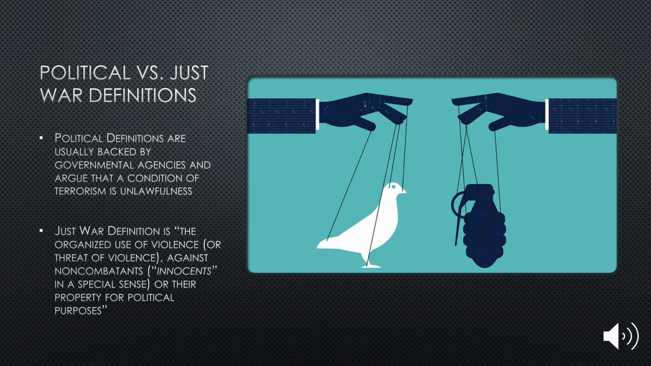So Hadley breaks down the widespread terrorism definitions that we see into two broad categories, political and just war definitions. Political definitions are ones that are usually backed by government agencies and argue that a condition of terrorism is unlawfulness. The large issue with using lawfulness as a requirement of the definition is that any acts that are not already codified against law do not count as terrorism. So it's something that we really need to stop and consider.